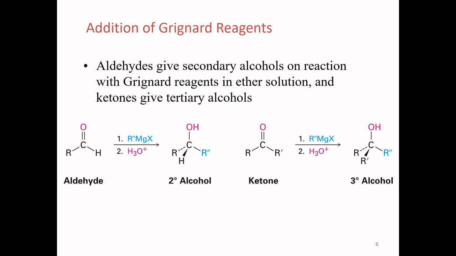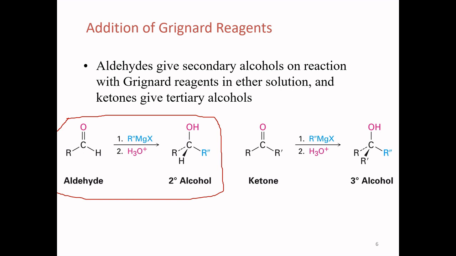When we talk about Grignard reagents, there are a few conditions where the choice of starting material will give you different types of alcohol. In this slide, we see two examples. In the first example, when we use aldehyde as our starting material and react it with Grignard reagent, it will give us a secondary alcohol.